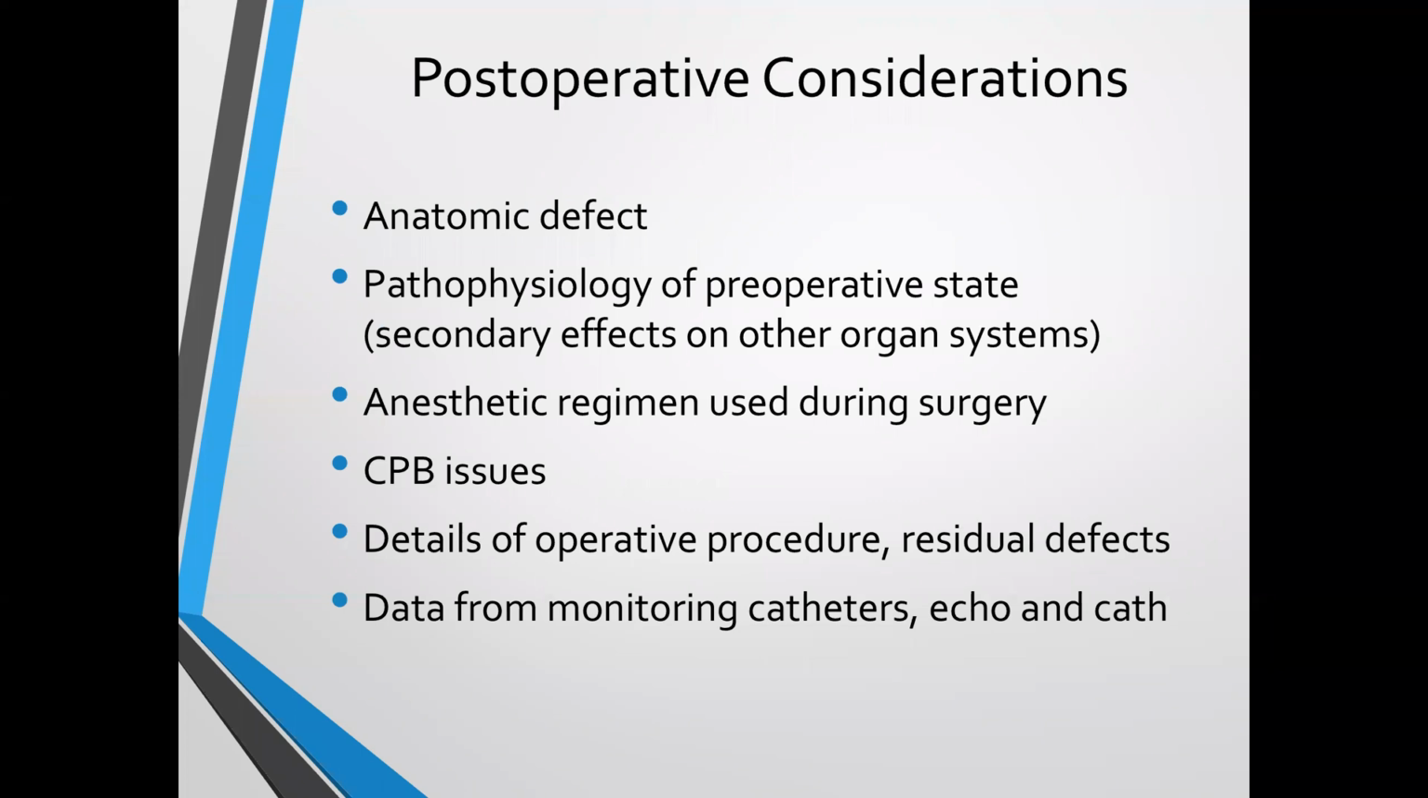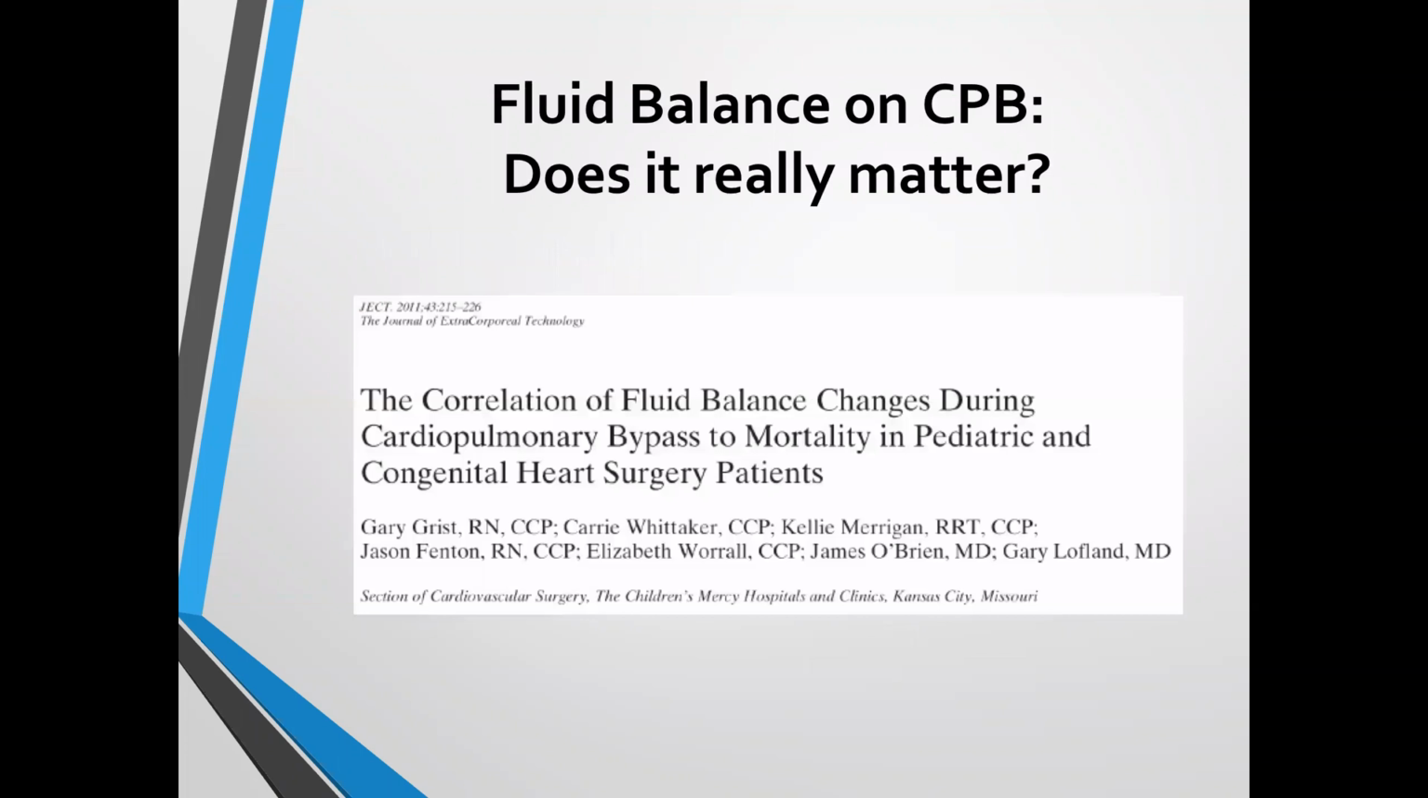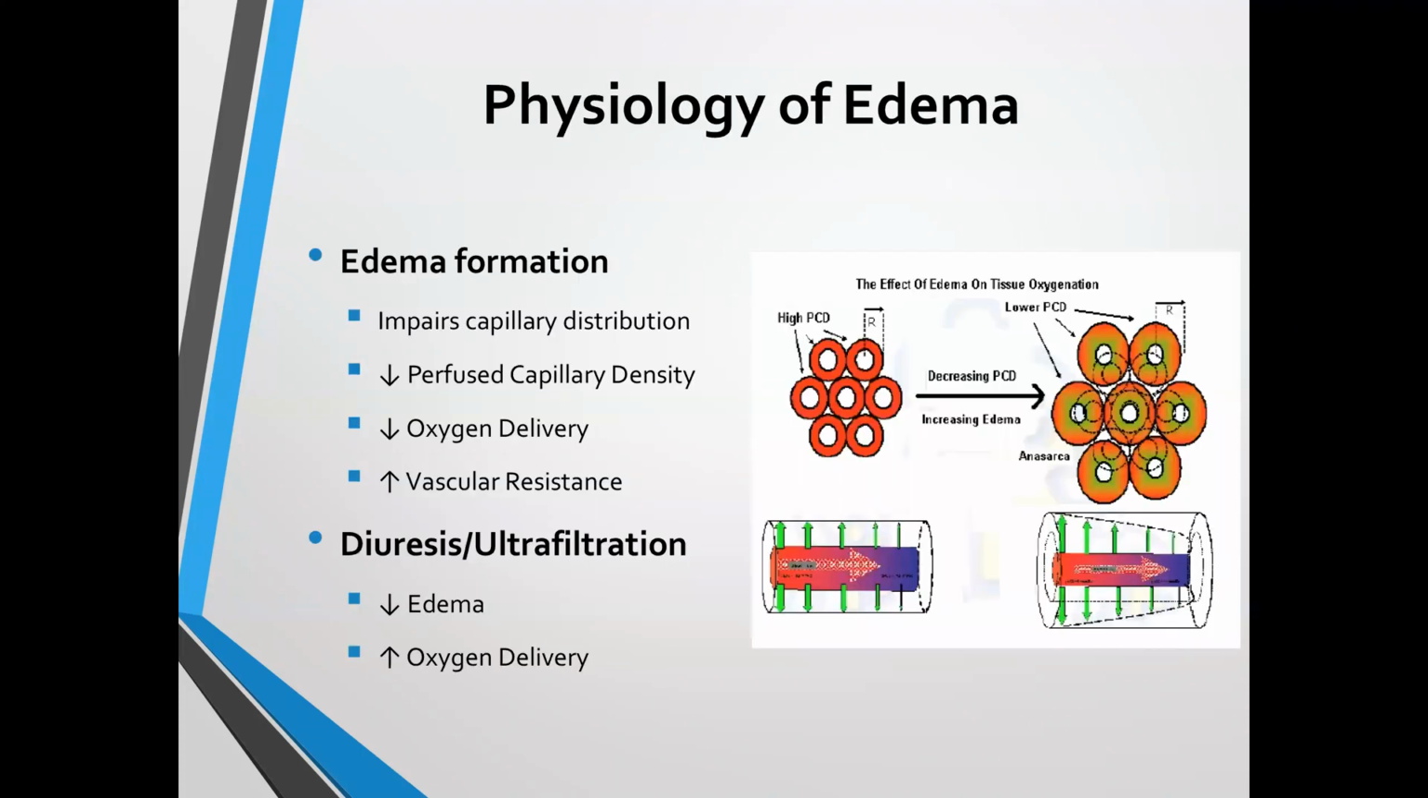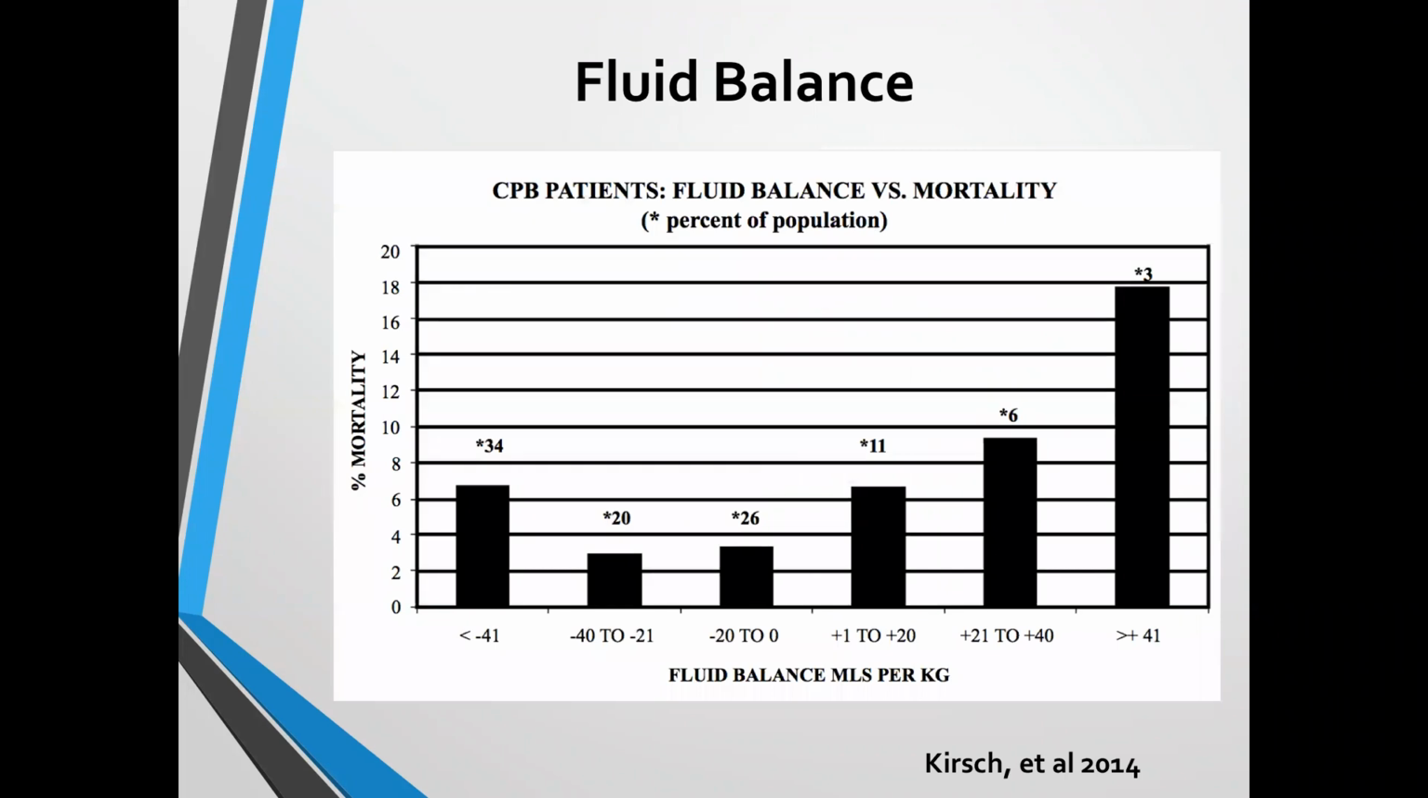This is also collective. Everything should be taken into account: the anesthetic regimen during surgery, the anatomic defect, cardiopulmonary bypass issues, details of preoperative and operative and residual lesions. All monitoring catheters are very important. Also, this is a very important slide. Does fluid balance on bypass really affect outcome? Yes, it really matters. This is how edema can affect everything, affect the oxygen delivery, affect everything. And this is a very important slide.